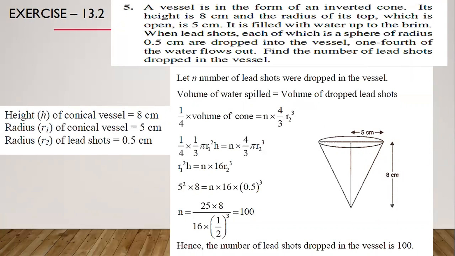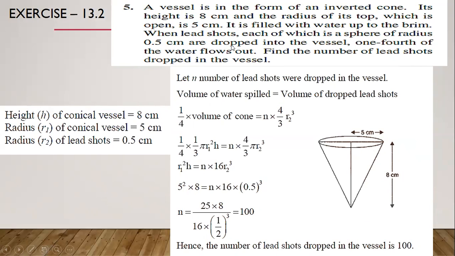Okay, now moving on to the fifth question. A vessel is in the form of an inverted cone. So this is the figure for you, an inverted cone. Its height is 8 centimeter and the radius of its top, which is open, is 5 centimeter. It is filled with water up to the brim. So completely it is filled with water.